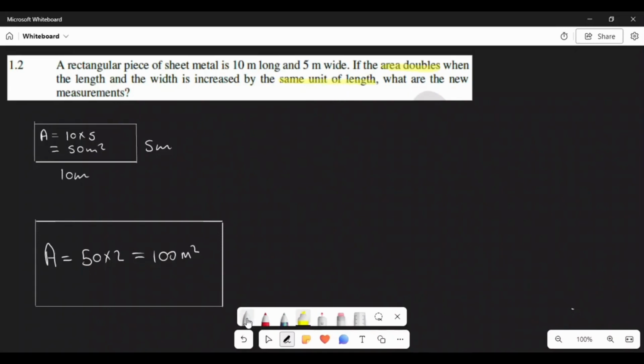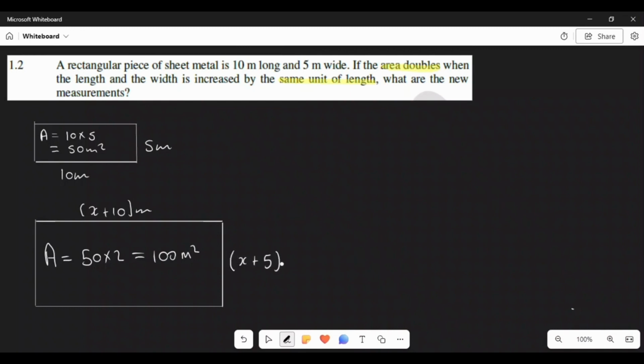So we can say that same unit of length is x. We don't know what it is, so we are looking for it. We can say the length is x plus 10, because it increased by that many meters, right? It increased by the same length. And then the width, we can say it's x plus 5 meters. You guys see? We can say that because they say it increased by the same length. I cannot stress this enough because we need to understand this one. It was a bit tricky, but if you pay attention, that's basically how you do it.